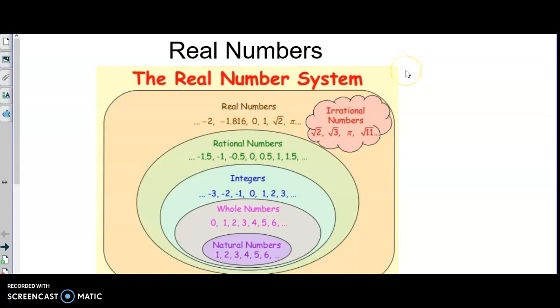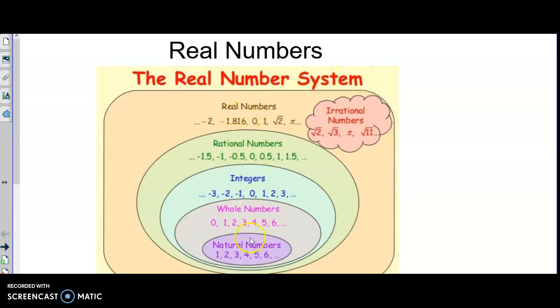So in today's lesson, it is talking about the real number system. Now you actually haven't learned about any numbers that aren't real. I think you're going to start talking about that in geometry. You're going to start talking about imaginary numbers. But for right now, all the types of numbers that we know are real numbers.